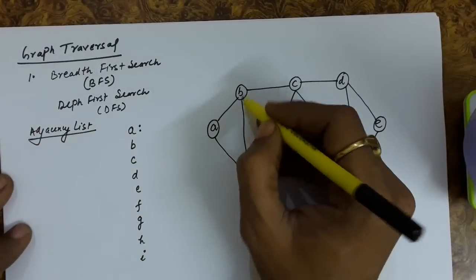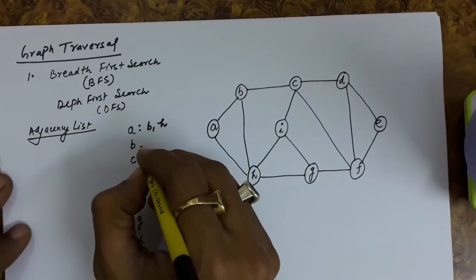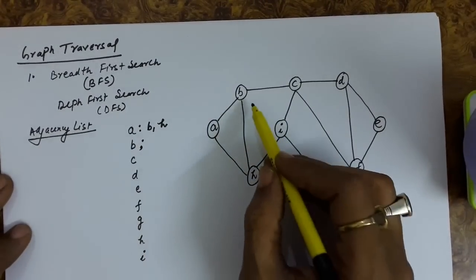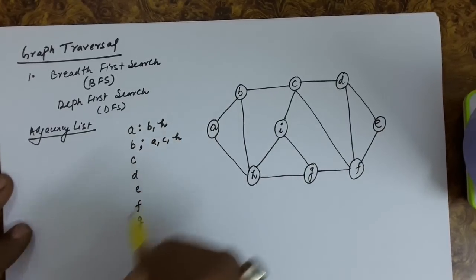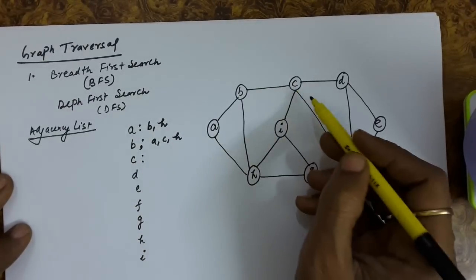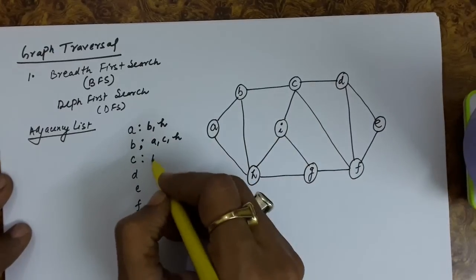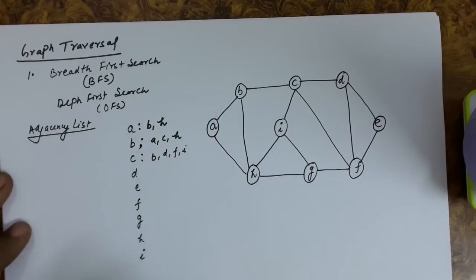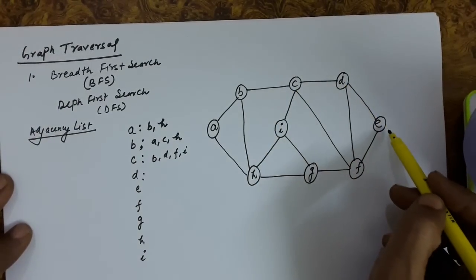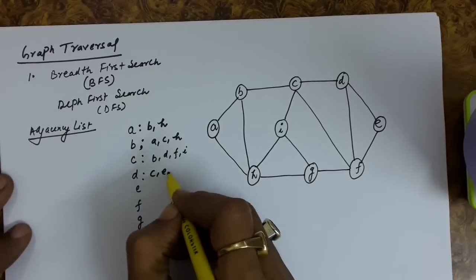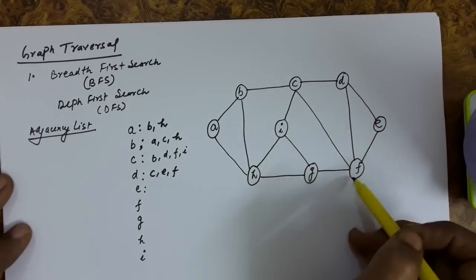From A there are two connections, B and H. I should write these two in alphabetical sequence. From B we have the connections A, C and H. From C we have the connections B, D, F and I. From D we have the connections C, E and F. From E we have the connections D and F.